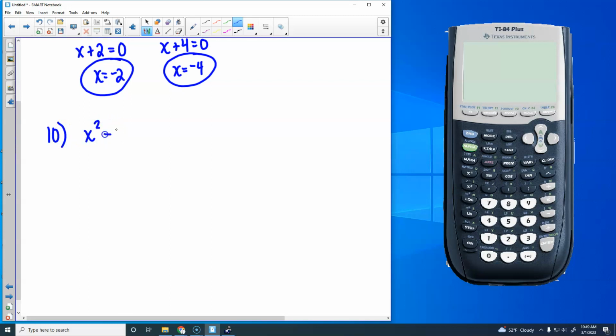x squared minus 10x plus 26 equals 8. First of all, to solve any quadratic, you need everything to be on one side. So the first thing you would do, no matter what method you're going to use, is subtract that 8. So you're going to have x squared minus 10x plus 18. Yeah, I don't think that one's going to factor.